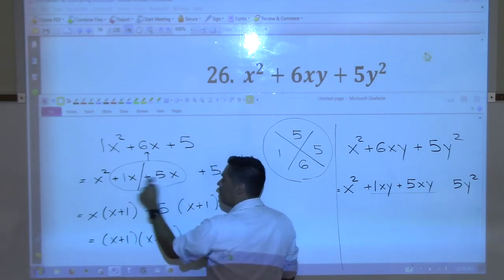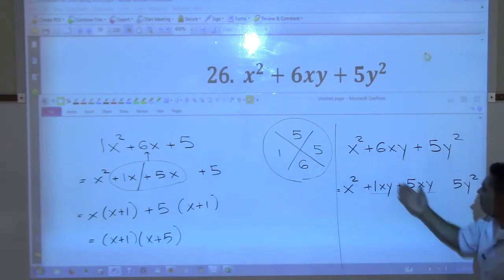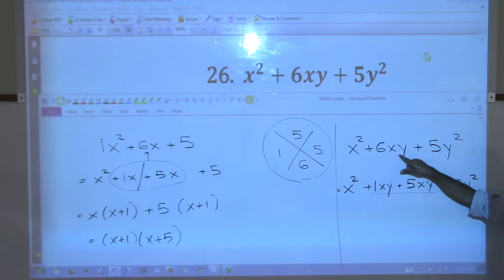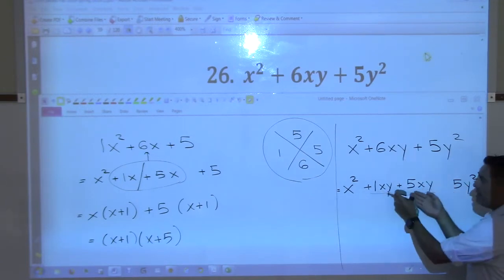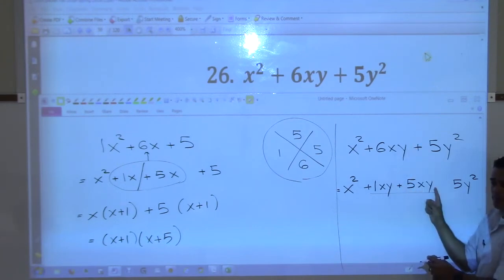So we have to have x on both of these, so when we combine them, we get 6x. Here, same thing. We leave the two ends alone, but we're trying to rewrite 6xy. So we put 1xy plus 5xy. Those add up to be 6xy. Okay, so you need the xy on both.